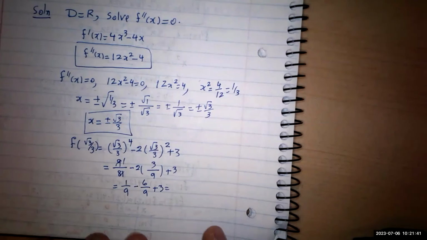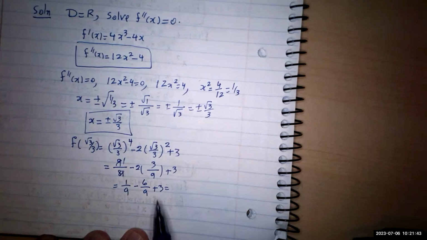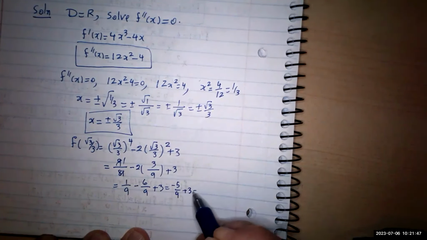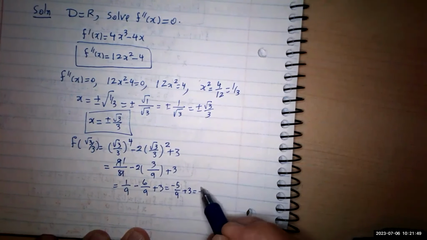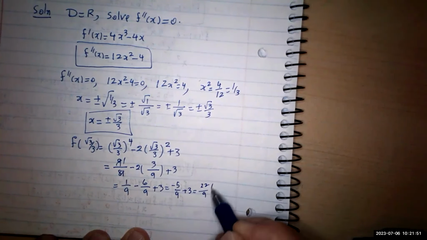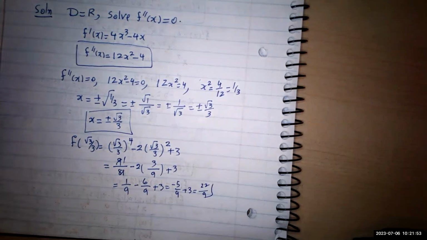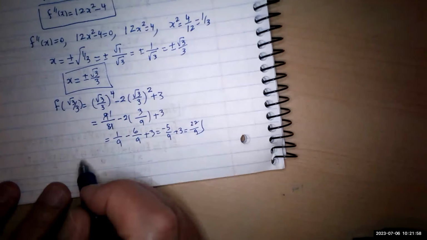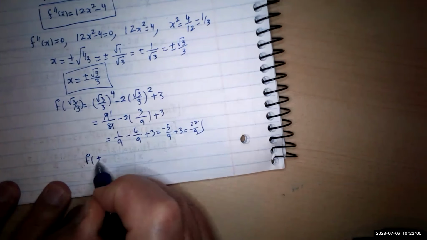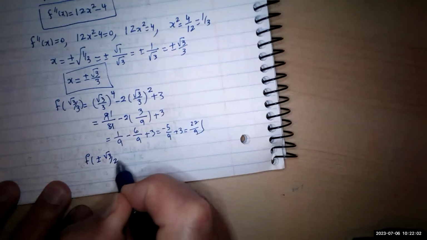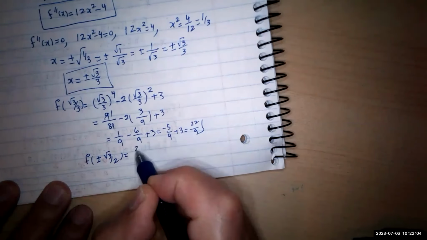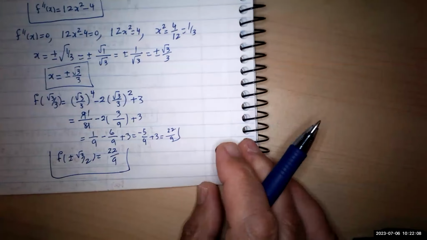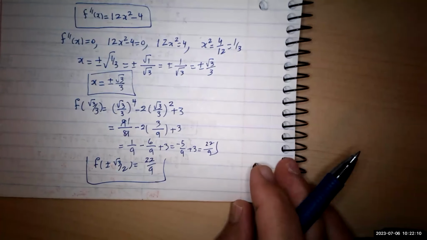So the common denominator, or just calculator. That gives you negative 5/9 plus 3, 27/9, 22/9. Again, with your calculator. So that gives you the value. Even if you go with the negative, it's the same thing. So positive, negative radical 3/3 give you 22/9. So these are the candidates for the inflection points.